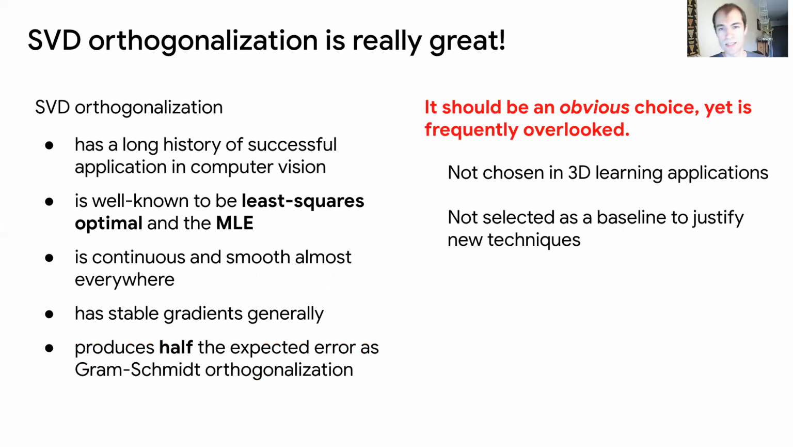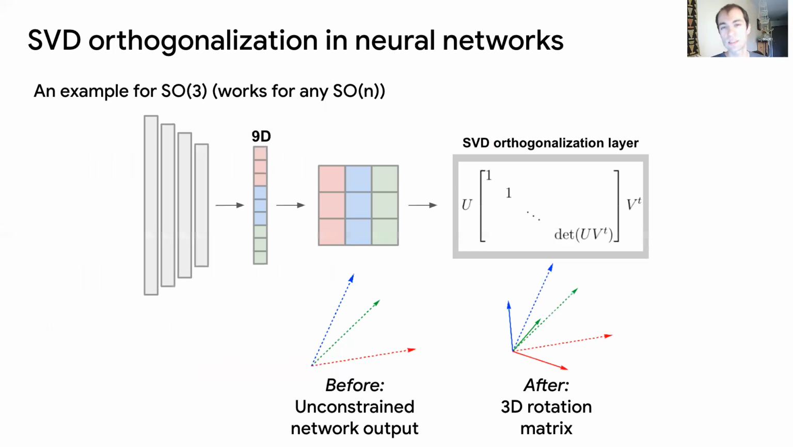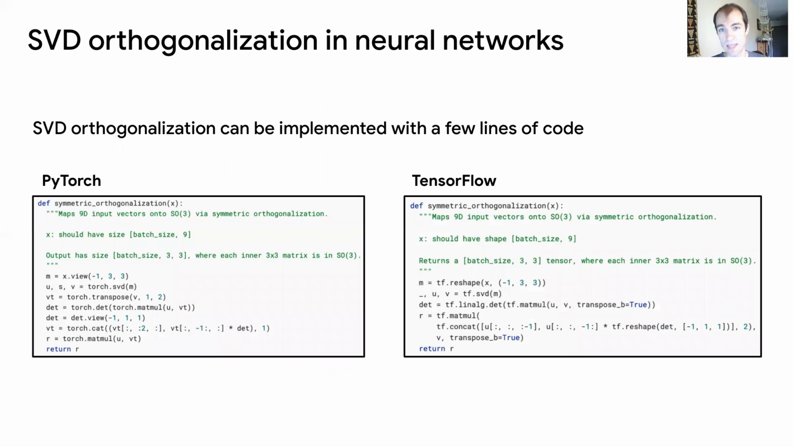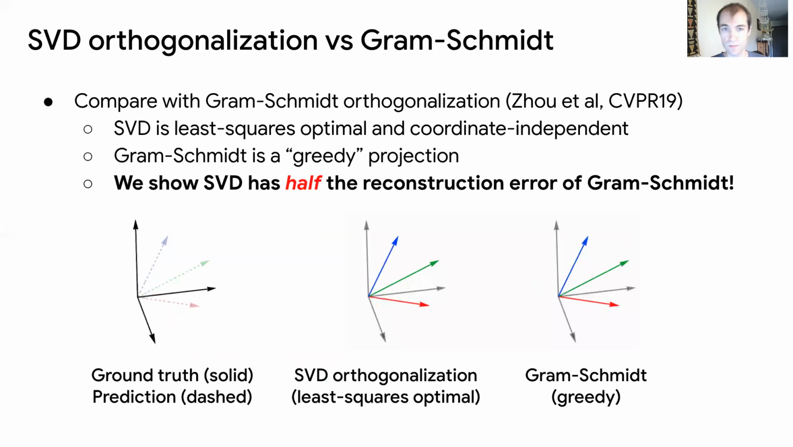For all of these reasons, SVD should be an obvious choice for use in 3D deep learning. However, it has been largely overlooked. To use this method in deep learning, you take an unconstrained 9-dimensional network output, interpret it as a 3x3 matrix, and then project it to SO(3) using SVD orthogonalization. This layer only takes a few lines of code to implement in PyTorch or in TensorFlow.